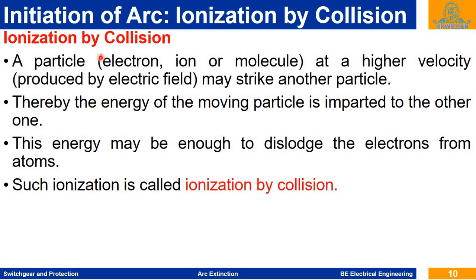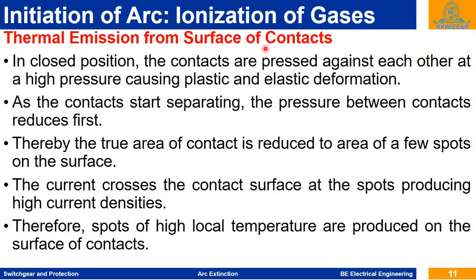Then ionization by collision. A particle at higher velocity may strike another particle, whereby the energy of the moving particle is imparted to the other one, and this energy may be enough to dislodge electrons from the atoms. As we discussed, the rate is 10 to the power 10 collisions per second. At this higher rate they collide with each other, and because of this collision they dislodge the electrons from the atoms. This is called ionization by collision.